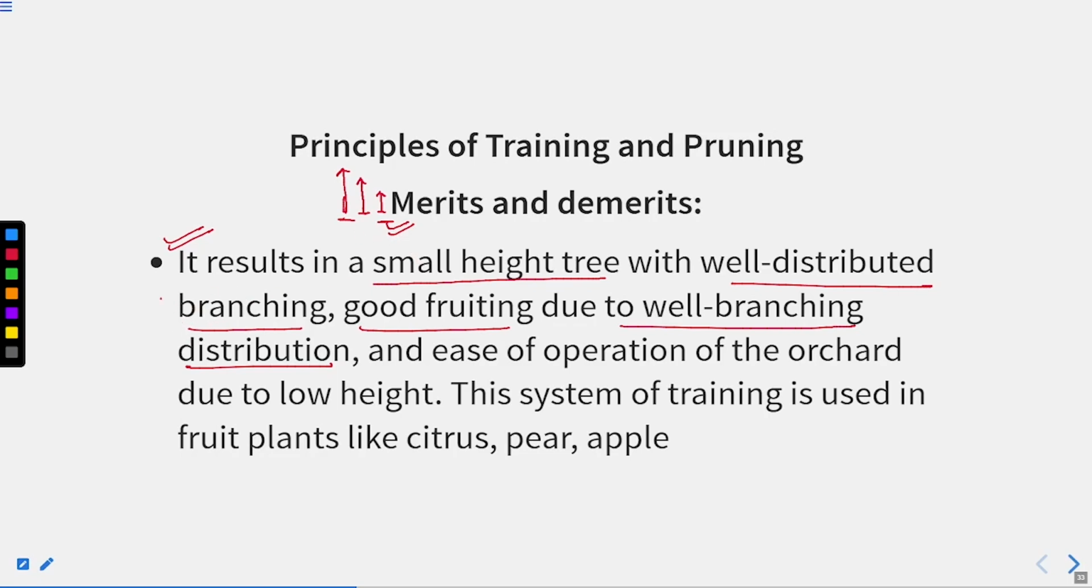Now in this method, there will be good branching, good fruiting, and well-distributed branching as well, and ease of operation of the orchard due to low height. So this system of training is used for fruit plants like citrus, pear, and apple.